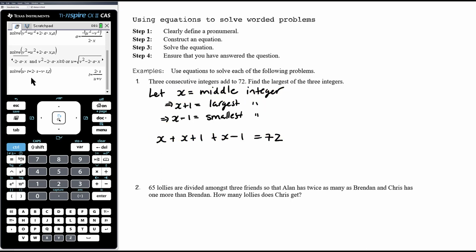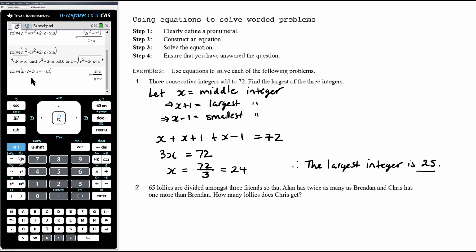Alright, on the left-hand side, we've got x plus x plus x, so 3x, minus 1 and plus 1 cancel out, equals 72. And then x is going to be 72 divided by 3. 60 divided by 3 is 20, and 12 divided by 3 is 4, so this is 24. And then I want to answer the question because I'm asked to find the largest of the 3 integers. We've found the middle of the 3 integers, and so therefore if the middle one is 24, the largest one is 25. Answer the question.